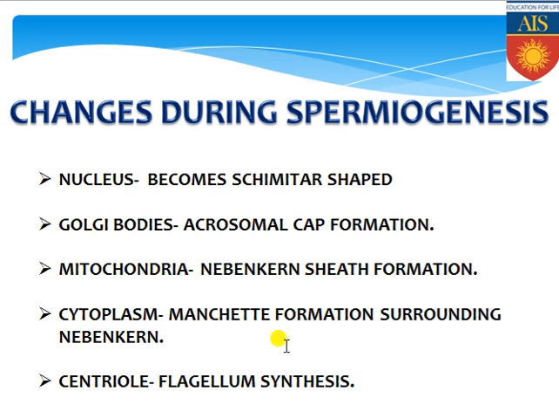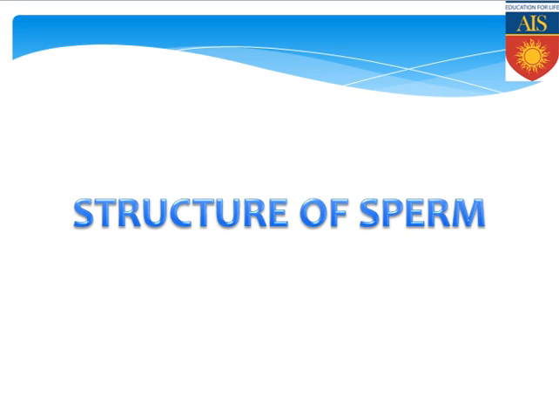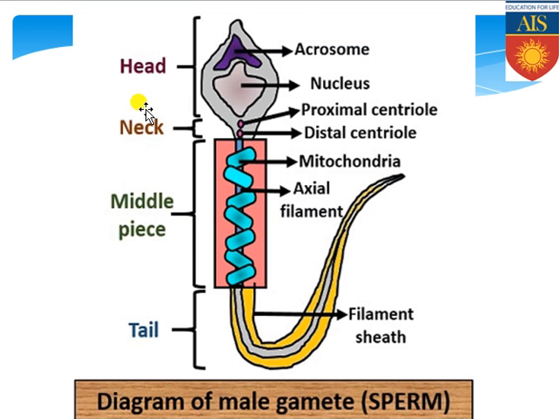Okay, and after this spermiogenesis process is over, what will happen? The sperm will come out from the seminiferous tubule, and that process, I have already told the name, is spermiation. Now we are going for the structure of the sperm. This is the structure of the sperm.